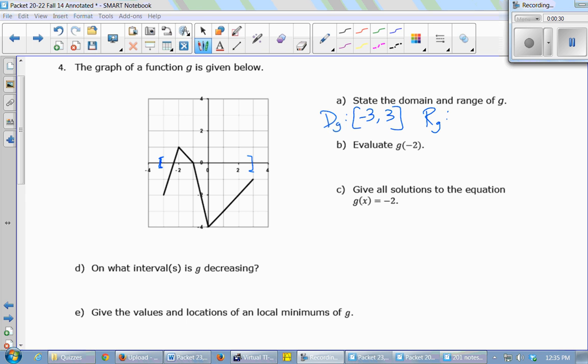And then the range is a set of all y values that the function lives on, the smallest of which looks like -4, and the biggest looks like 1. So this will be -4 to 1.